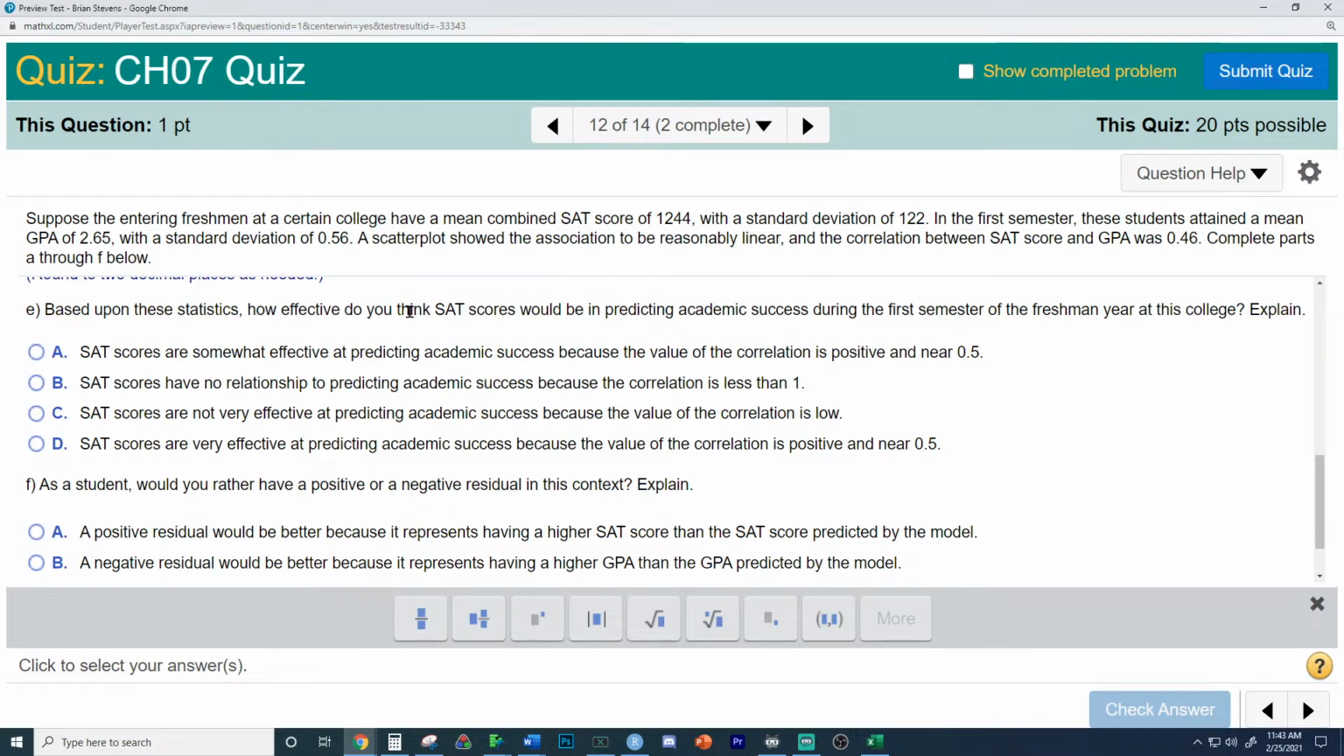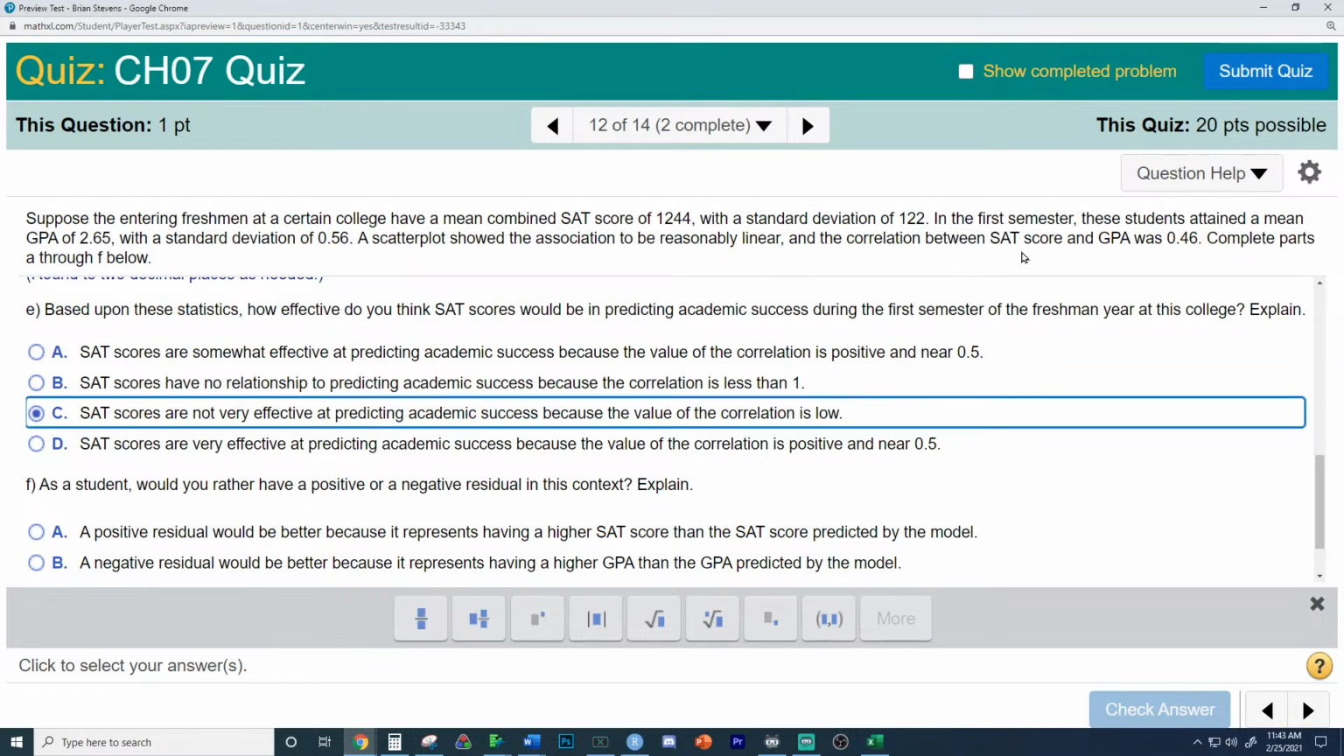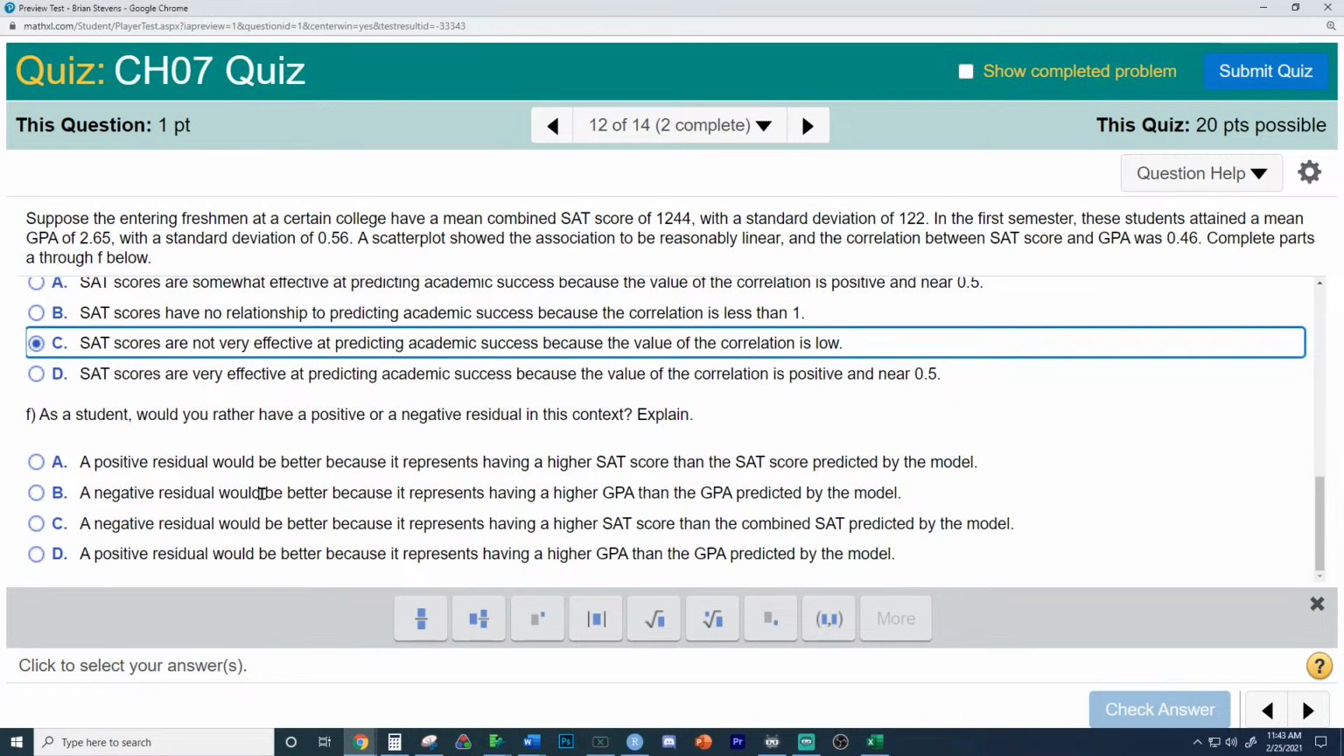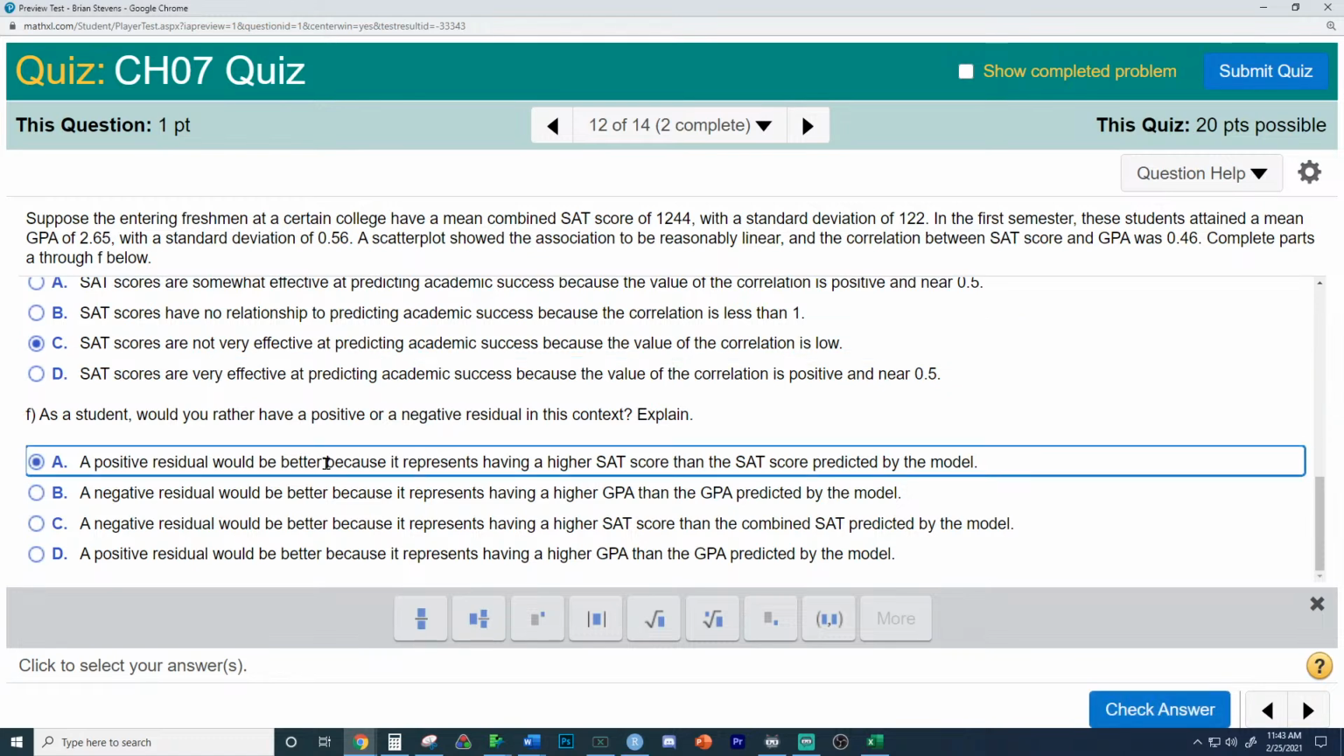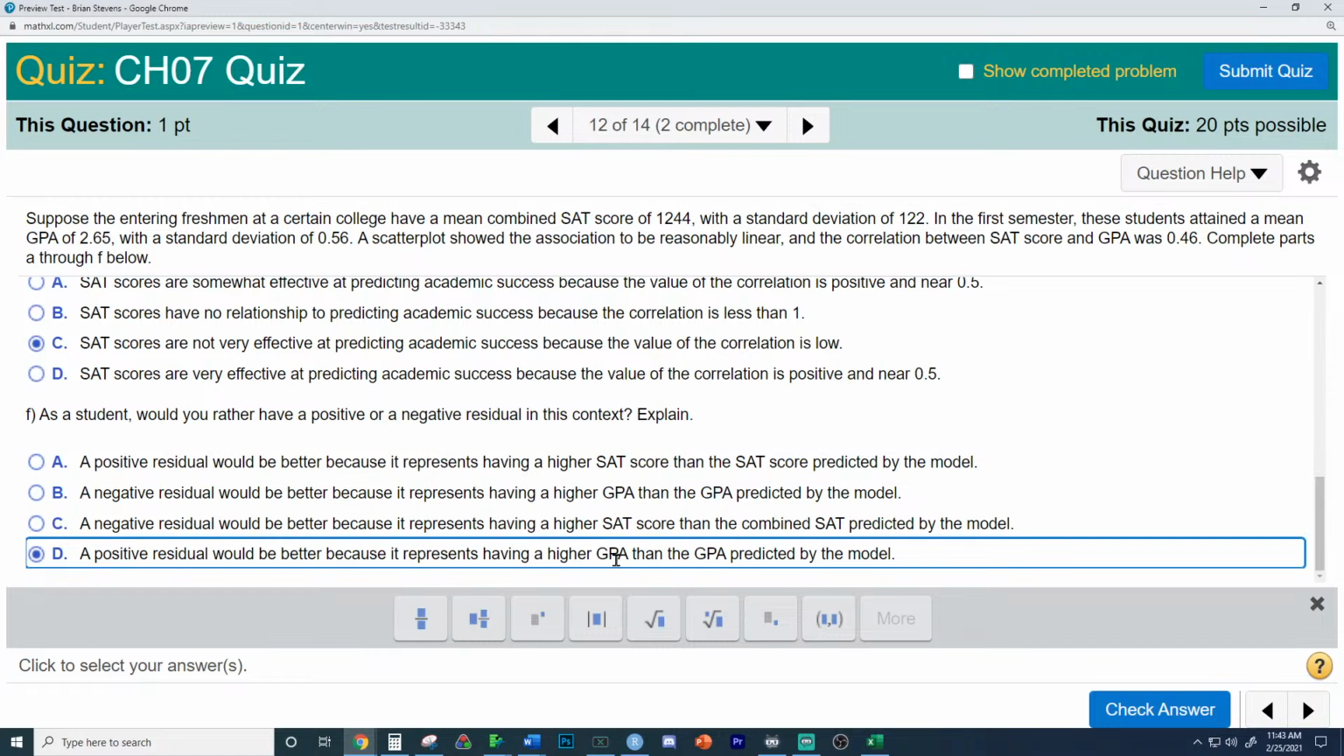Based upon these statistics, how effectively do you think the SAT scores will be in predicting GPA? Probably not very effective because the correlation's a little bit low. Got that one wrong yesterday. Don't tell anyone. As a student, would you rather have a positive or negative residual? We want a positive residual because that means we did better than the model predicted, since it would represent a higher GPA score.